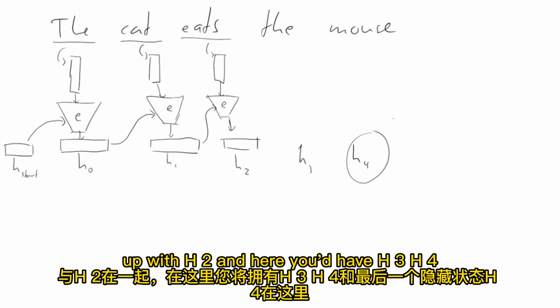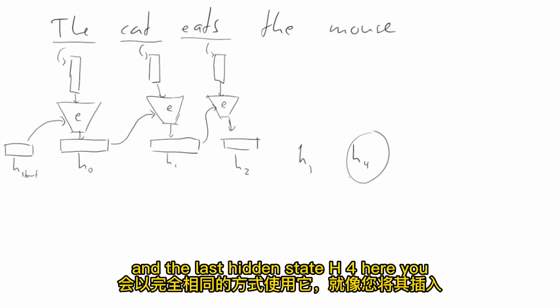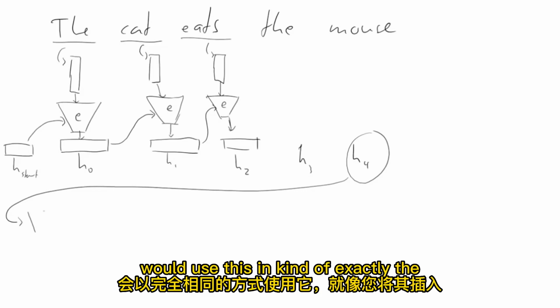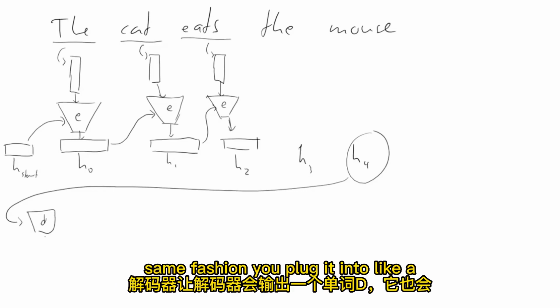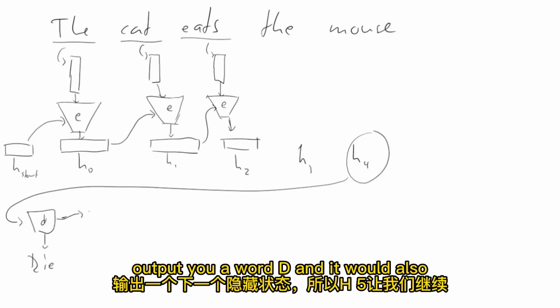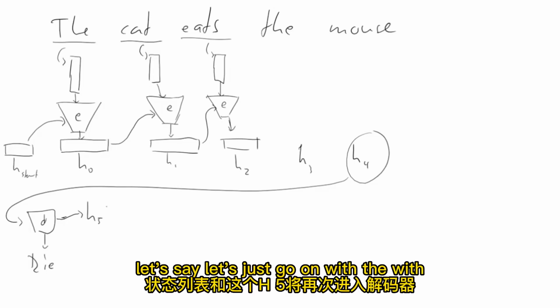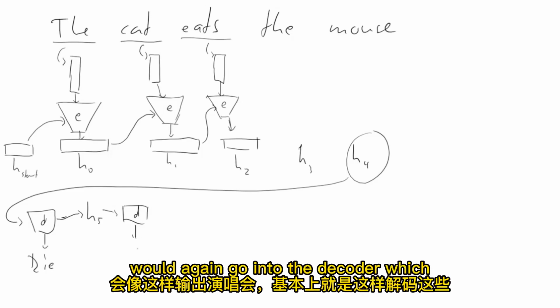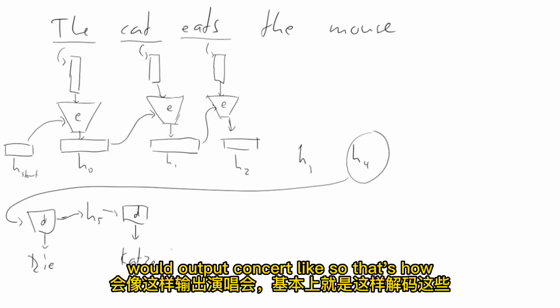The last hidden state, H4 here, you would use in exactly the same fashion. You would plug it into a decoder, a little d decoder, which would output you a word, "die," and it would also output you a next hidden state, H5. Let's just go on with the listing of the states, and this H5 would again go into the decoder, which would output "Katze." So that's how you would decode.